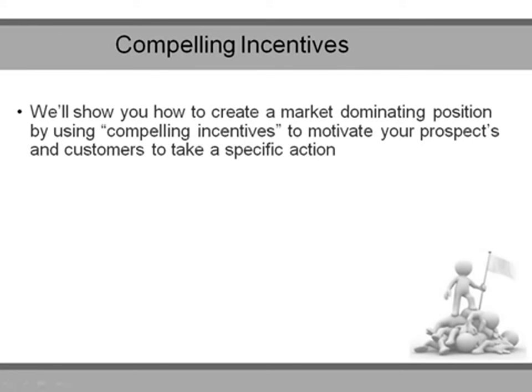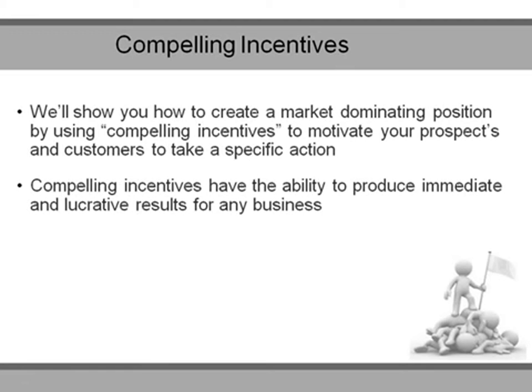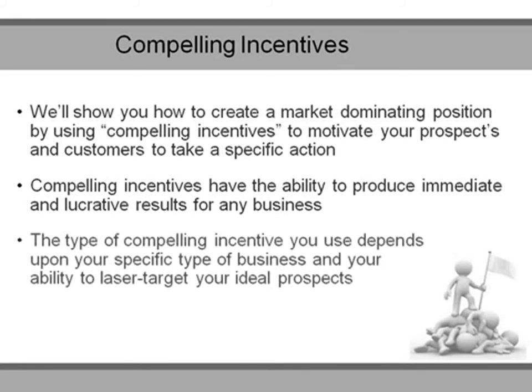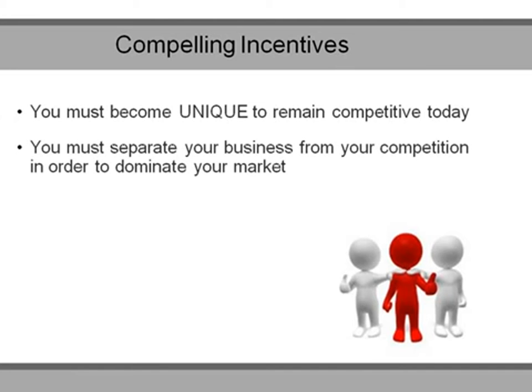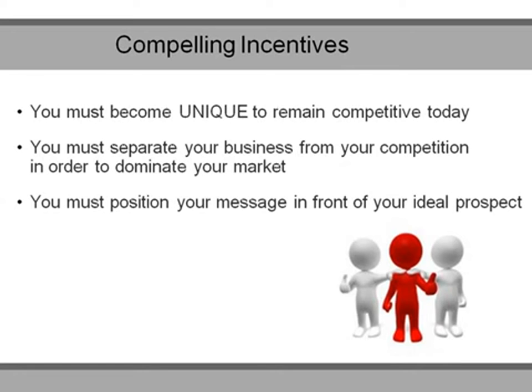We'll show you how to create a market-dominating position by using compelling incentives to motivate your prospects and customers to take a specific action. This might include a request for additional information, signing up for a free trial, setting an appointment, or making a purchase. Compelling incentives have the ability to produce immediate and lucrative results for any business. The type of compelling incentive you use depends upon your specific type of business and your ability to laser target your ideal prospects. Keep in mind that to remain competitive in business today, you must find a way to become unique. You must separate your business from your competition in order to dominate your market. And once you do this, you must be able to position your message in front of your ideal prospects.